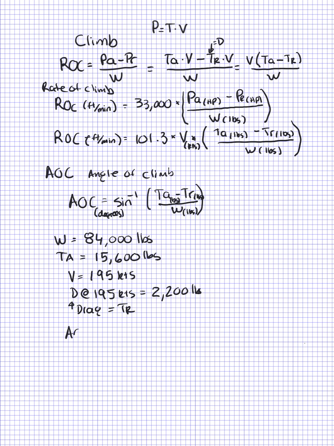So angle of climb, again, is sine to the -1 of thrust available minus thrust required over weight. So it's going to be sine to the -1 of 15,600 minus 2,200 over 84,000, and that is going to be 9.18 degrees.